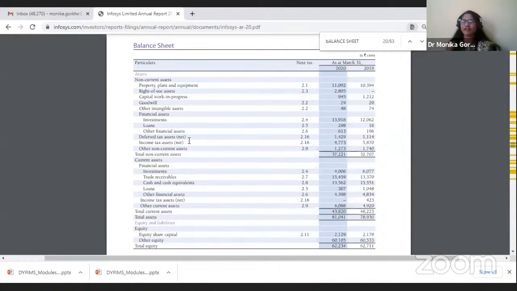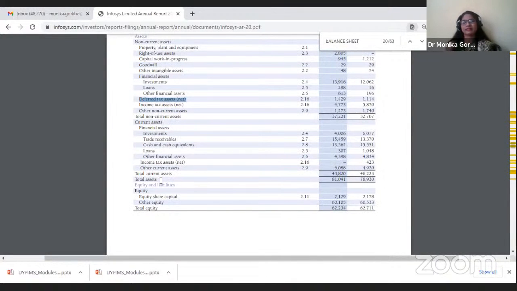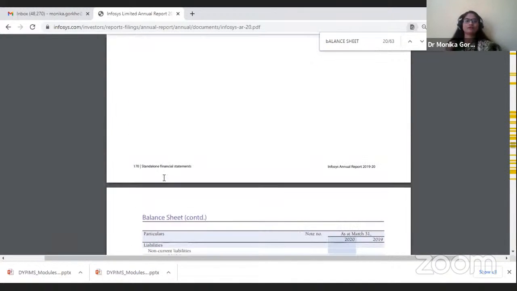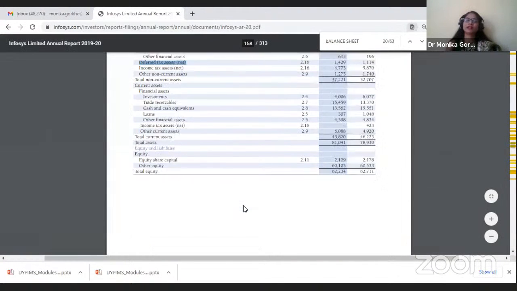Whenever there is a difference between whatever tax you have calculated and whatever tax the tax department has calculated, there can be this component which is called deferred tax asset. The total of non-current asset and the total of current asset together comes to the total asset of that particular company.